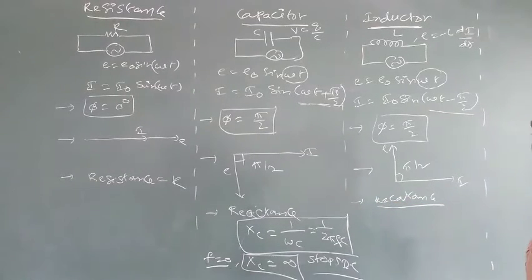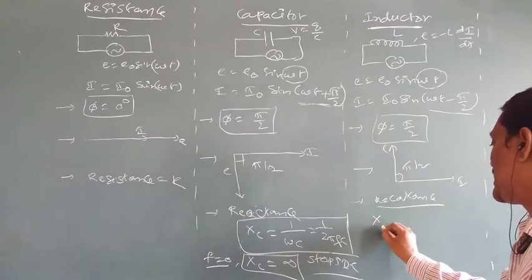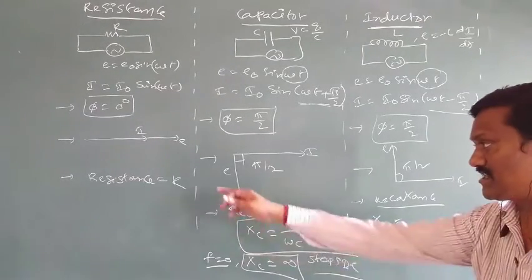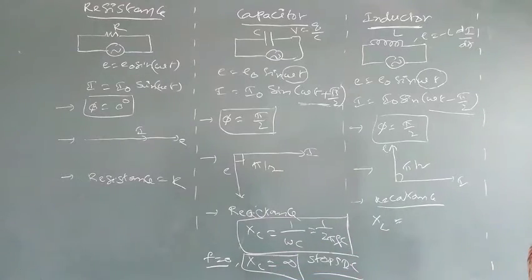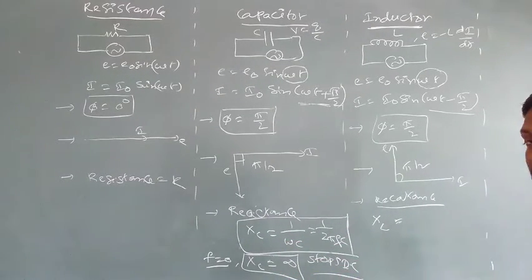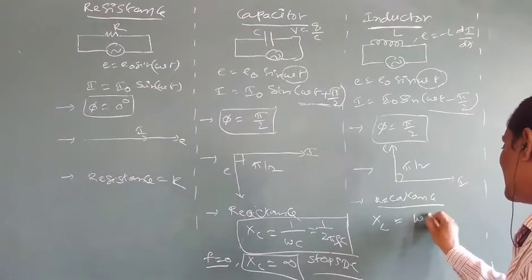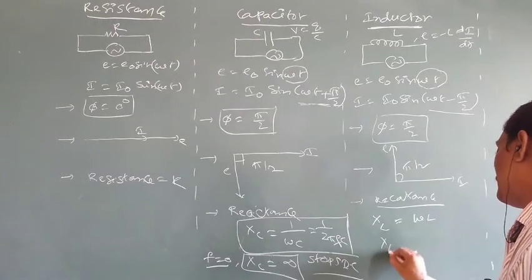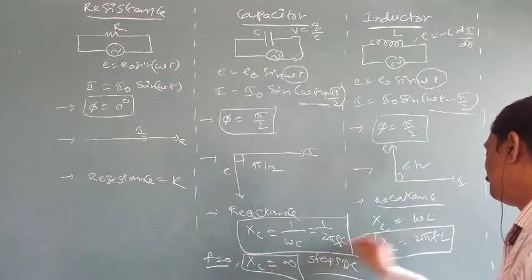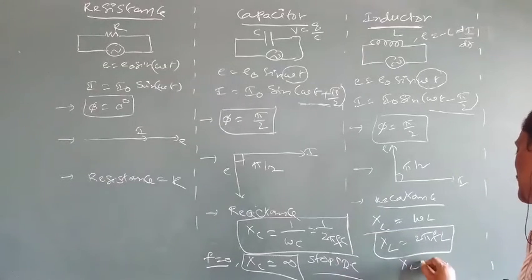Reactance of an inductor is nothing but inductive reactance. The symbol of reactance is X. The symbol of capacitive reactance is XC. The symbol of inductive reactance is XL, and the formula for XL is omega L. XL is equal to omega L, where omega means 2 pi f. Your inductive reactance is directly proportional to frequency.